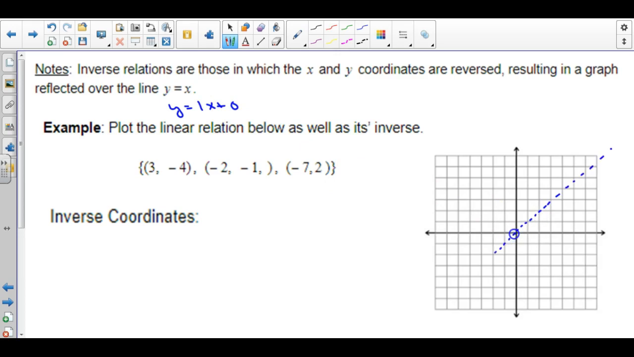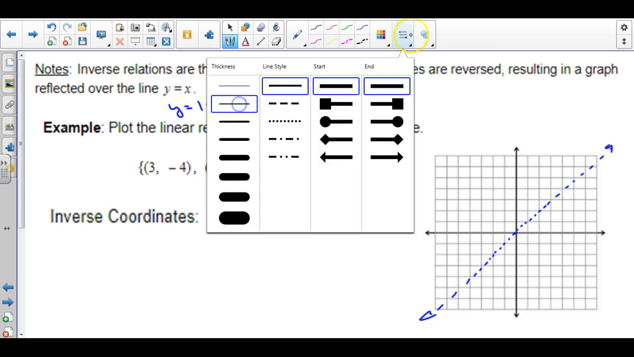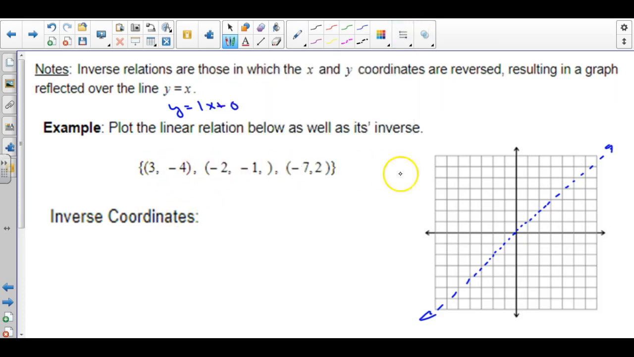What we're going to do is plot a bunch of points that make a line, and then when I reverse their coordinates, you're going to notice that it just turns into a reflection over this blue line I just drew. So I'm going to first plot these points: 3, negative 4, negative 2, negative 1, and then negative 7, positive 2. I'm going to cheat and use my line tool because that first attempt was so bad. All right, that was a lot better.